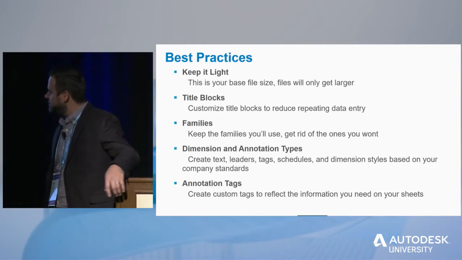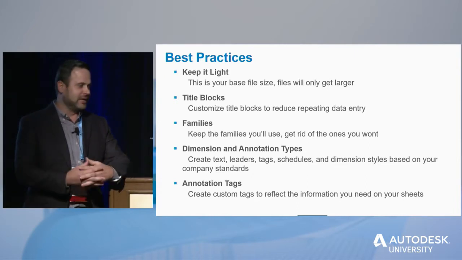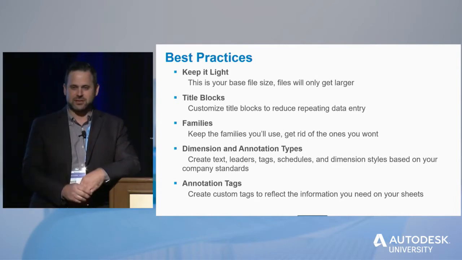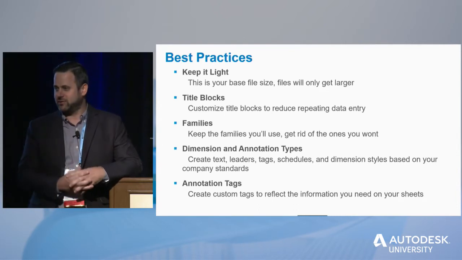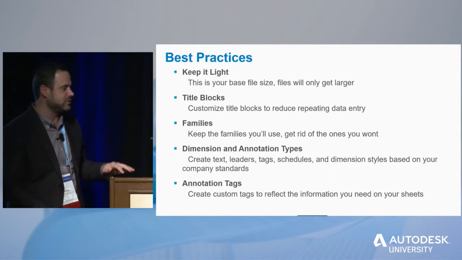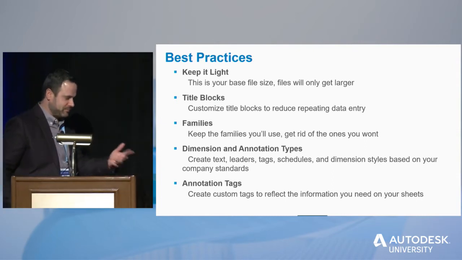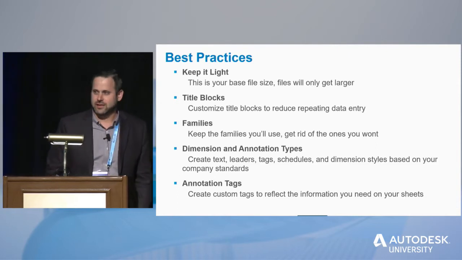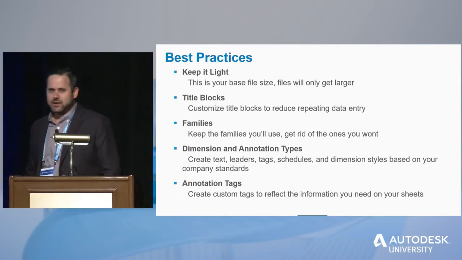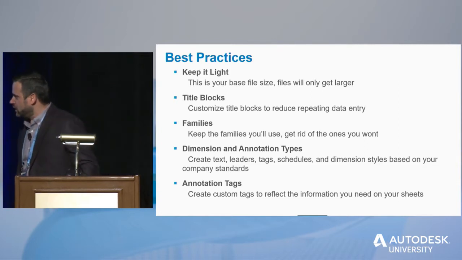Dimensions and annotation types. So open your CAD template, draw a dimension and try to duplicate that dimension in Revit, okay? Do you use tick marks? Do you use arrows? What text style do you use? Those types of things. So basing that off of your CAD template gives you a good starting point.